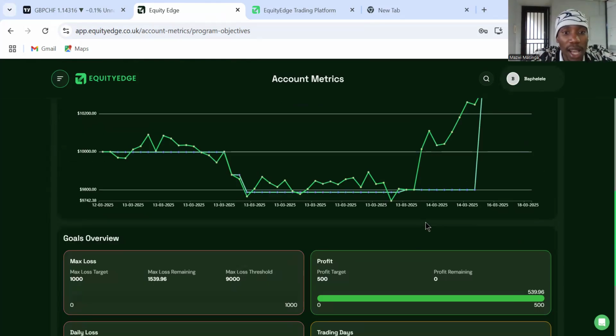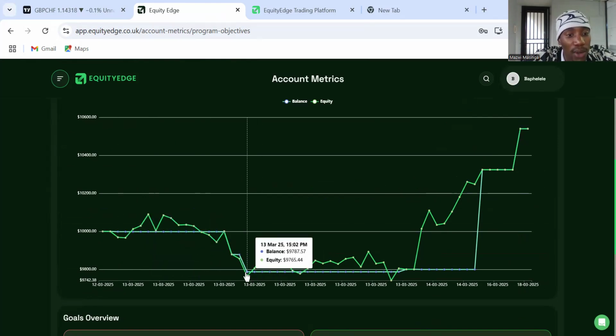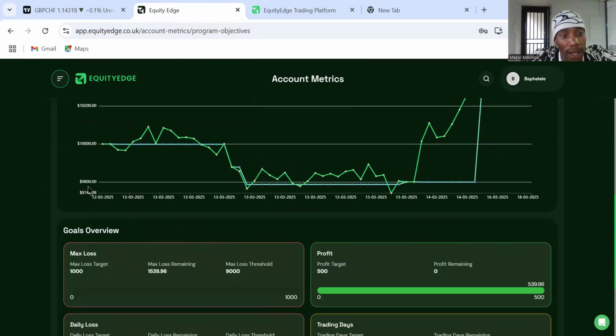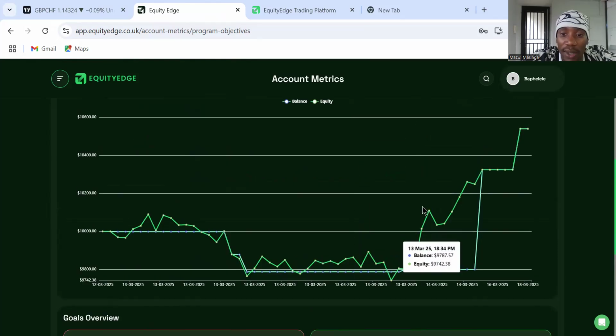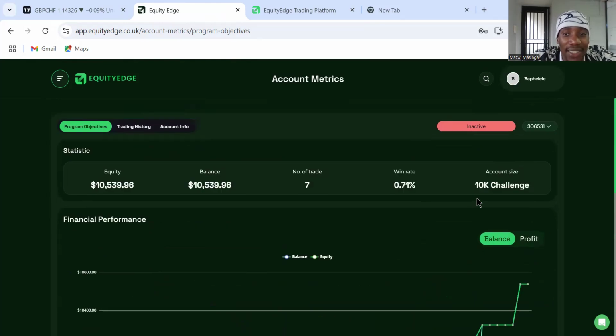So as you can see here, I lost, and I was from 10K, and then I came down by 2%, 2.5%. And then after 2.5%, I went up. You see, it was very nice, guys. Nice trades, good trades, simple trades.